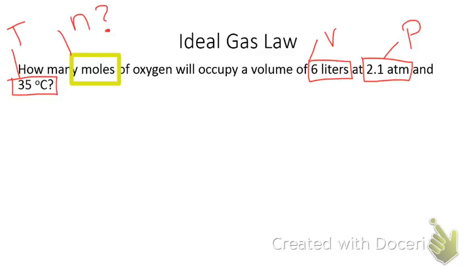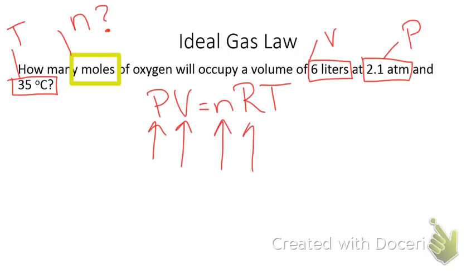So again, how did I know to use the ideal gas law? It was this key word moles. If any of these problems say anything about moles, you should immediately know you're going to have to use the ideal gas law. PV equals nRT. P is pressure, V is volume, N is number of moles, R is a gas law constant, I'll show you in a minute, and T is temperature. So let's go ahead and plug these variables in.